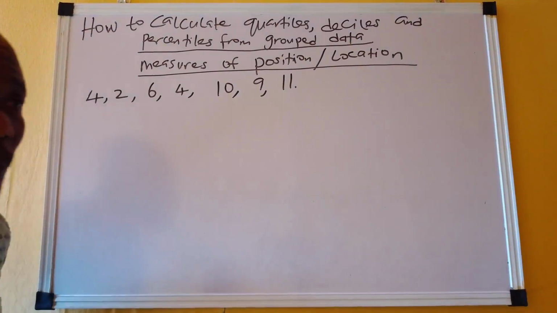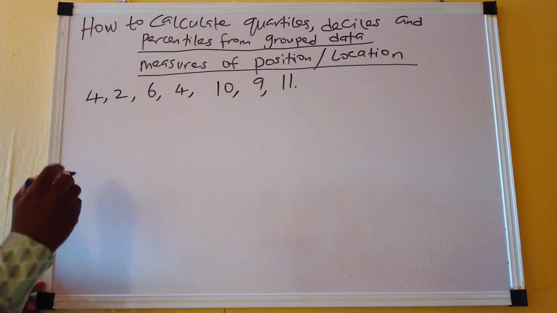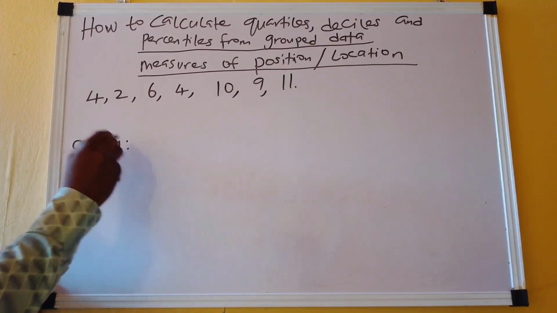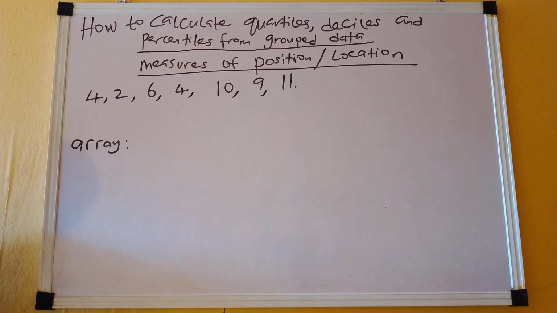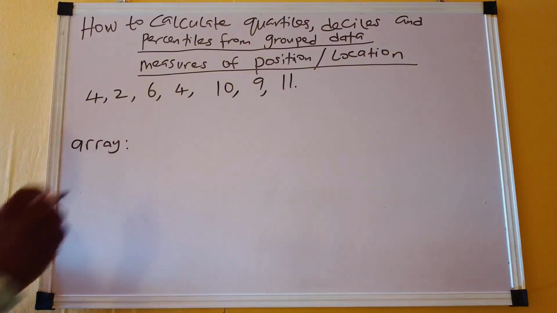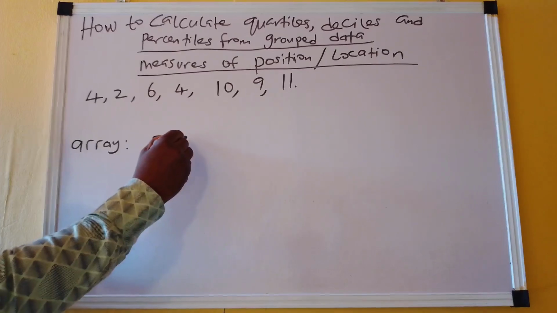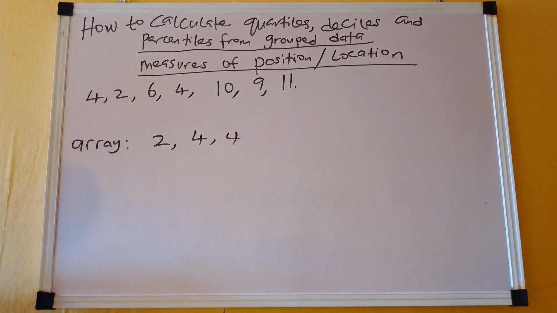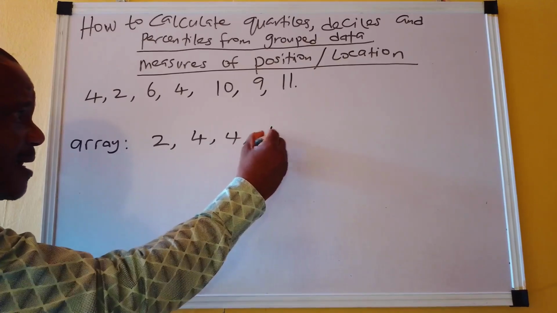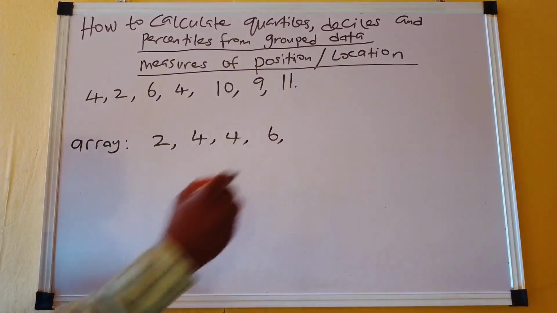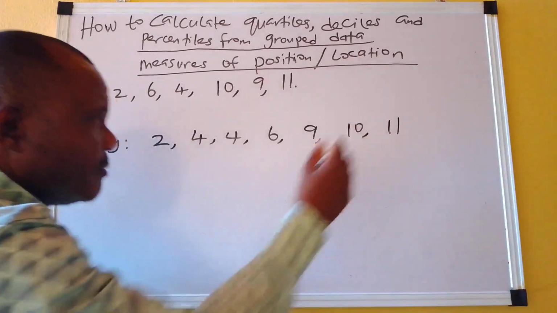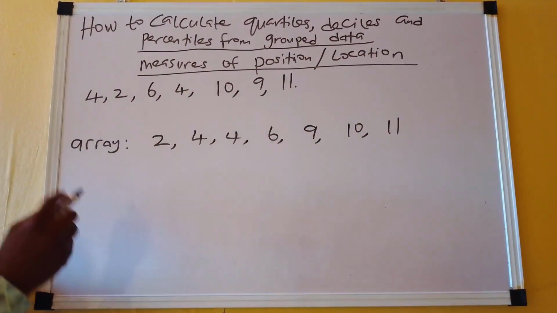The first thing you need to do is to array the data, from smallest to the highest, or from the highest to the smallest. That is the first thing you need to do. So the smallest here is 2, followed by 4, followed by 4, followed by 6, followed by 9, followed by 10, and 11. The observations are 7 in number.